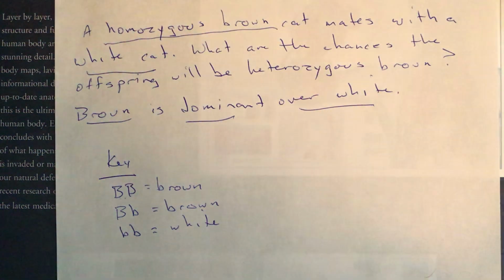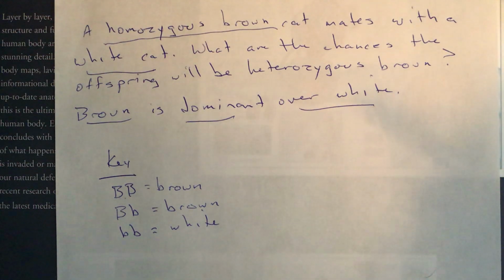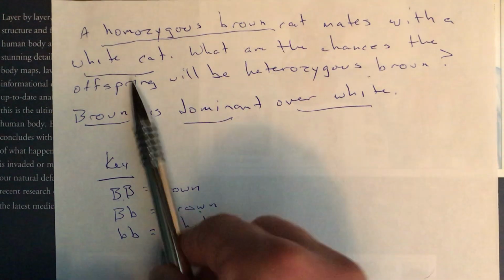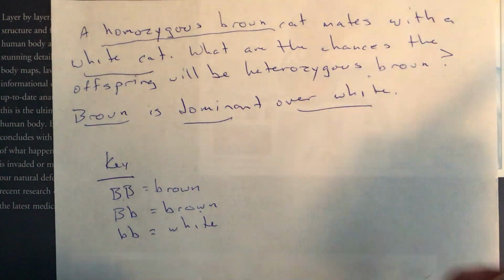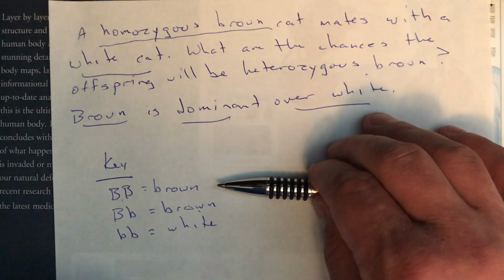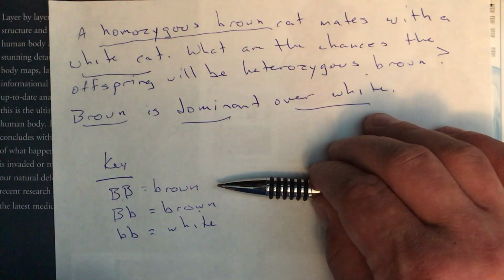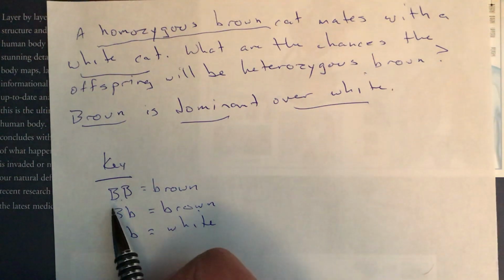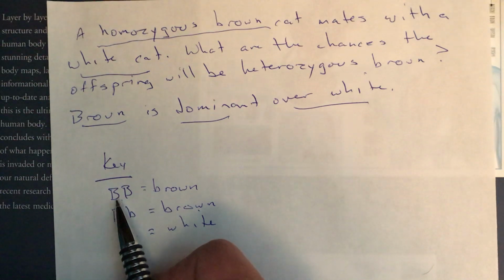Now, step three, I want to write out the cross. What I mean when I say write out the cross is I want to write down which two cats are going to be mating. It says a homozygous brown cat mates with a white cat. Well, for homozygous brown, I've got two options for how I can be brown. Which one of these two is homozygous? You have to remember what the term homozygous means. Homozygous means you have two of the same trait.